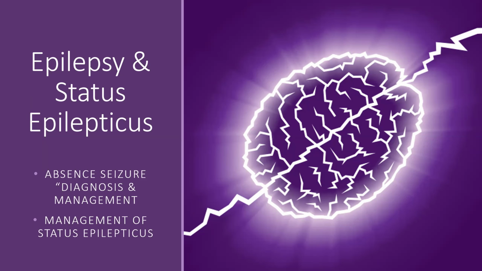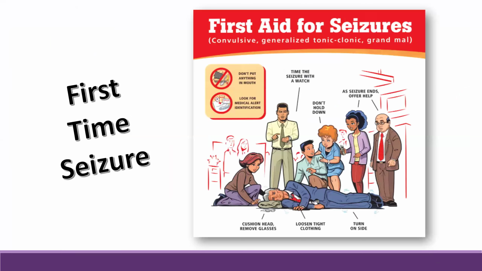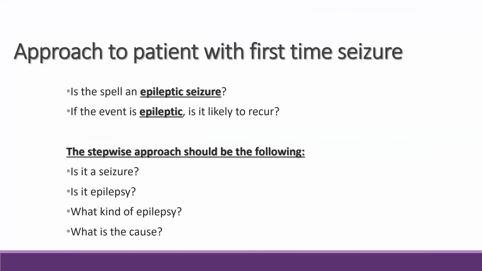Now we're going to move on to epilepsy and status epilepticus. So when I have a patient with a first-time seizure, what should I do? Approaching a patient with a first-time seizure, first we should know: is it a spell? Is the spell that the patient presented with a real epileptic seizure, or is it another kind of event? Is it really a seizure or some other kind of syncope? This is the first question I should ask myself: is it really an epileptic seizure?